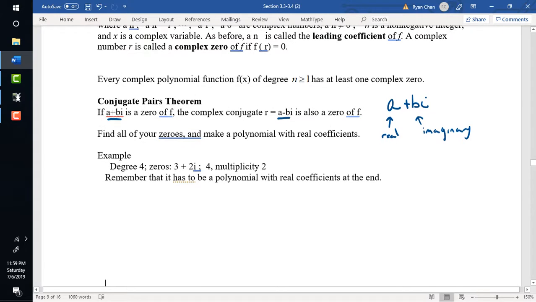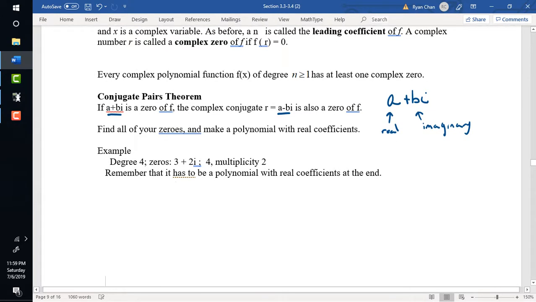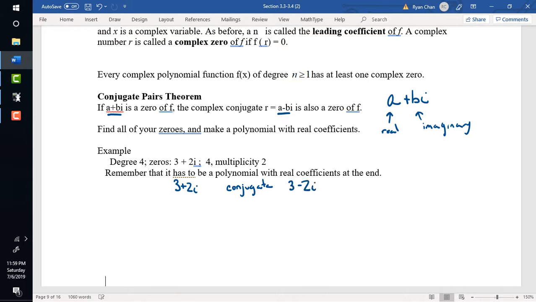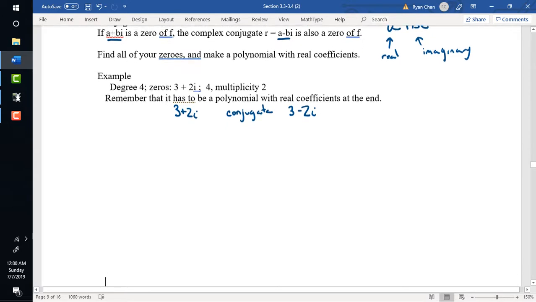so for example, this one here, since we have a zero that it gives us, 3 plus 2i, I also have a conjugate of 3 minus 2i, okay? So if you have a plus i, you'll have the opposite for the following. So notice the numbers are exactly the same. The only thing different is a plus and a minus. So that's something to keep in mind, okay?